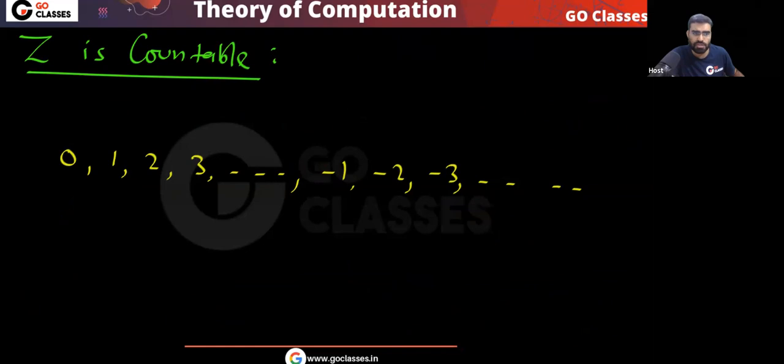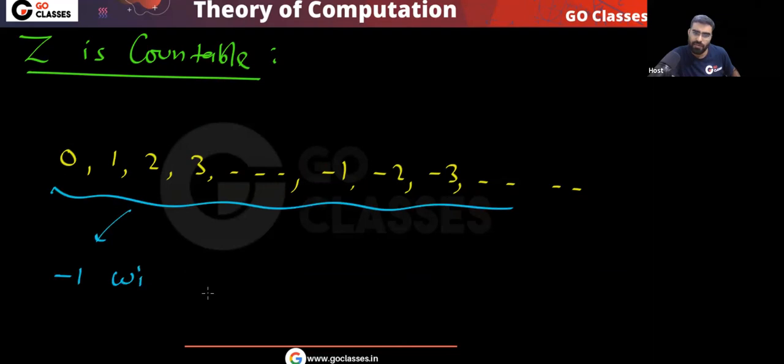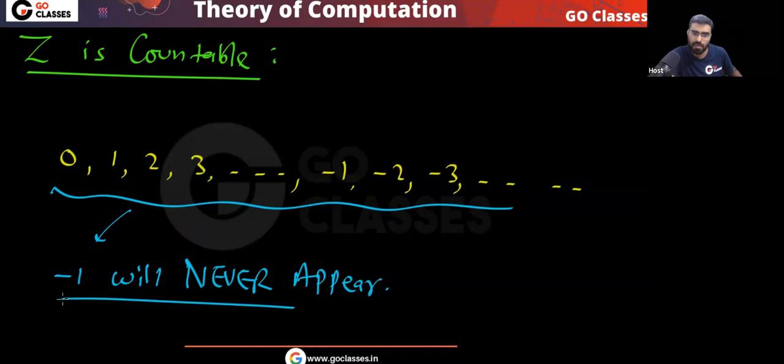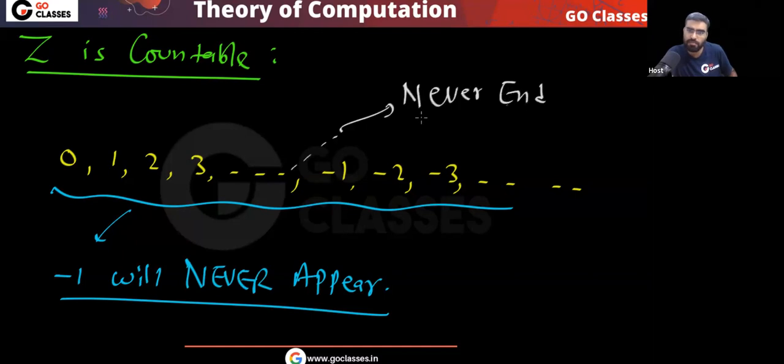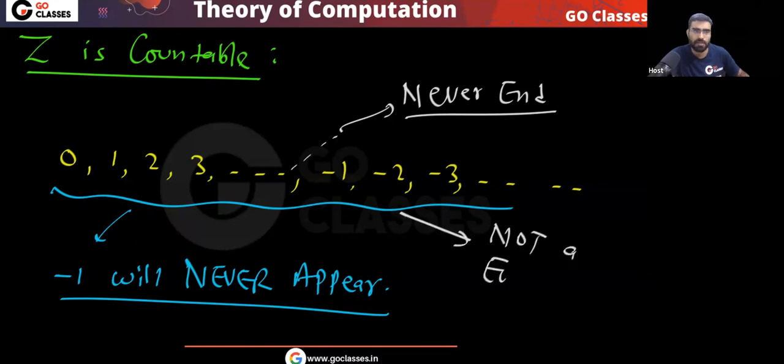If I give you this, then -1 will never appear. Why will -1 never appear? Because these dots will never end. So this is not an enumeration of Z. Is this clear? This is not an enumeration of Z.